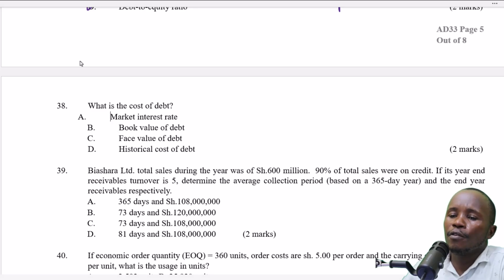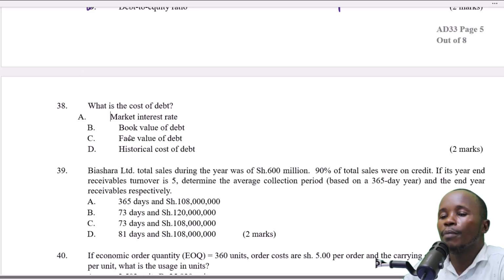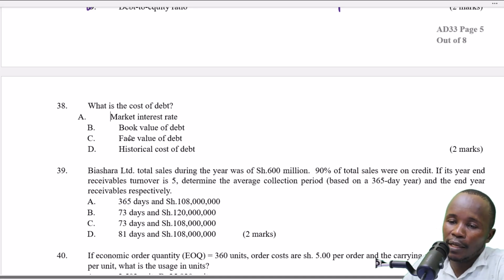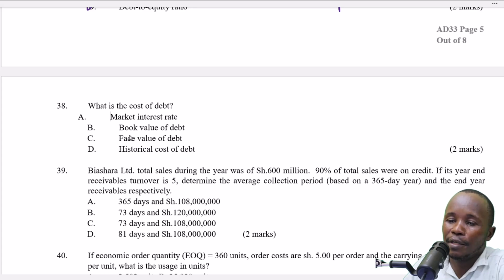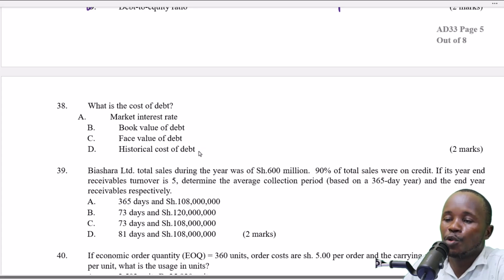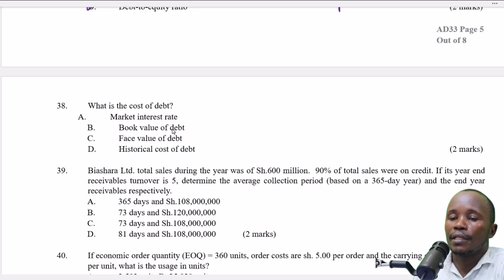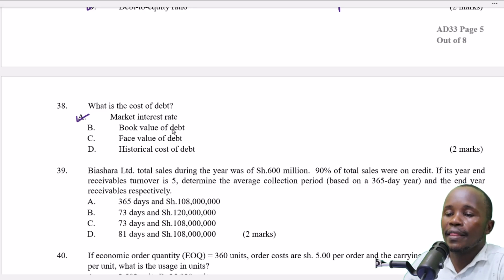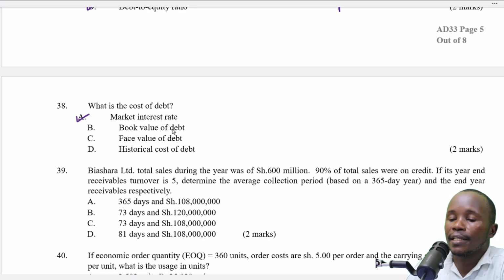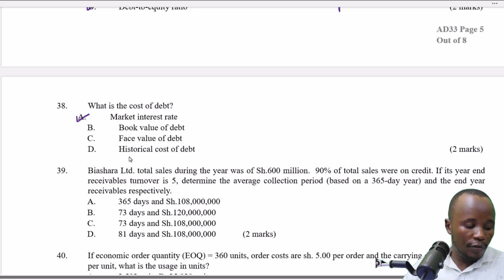We can therefore say the cost of debt is not the book value of debt, because you'll still pay that; that is the amount outstanding. Face value of debt, no. Historical cost, no. It is the market interest rate. The market interest rate is the cost of debt, because the market interest rate will generate the interest to be paid.